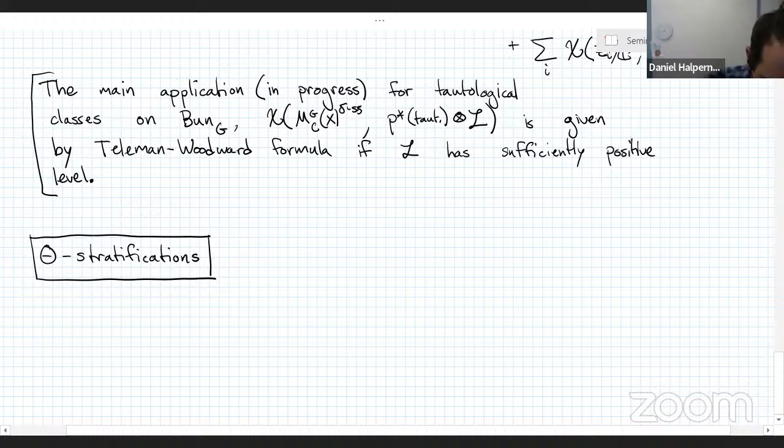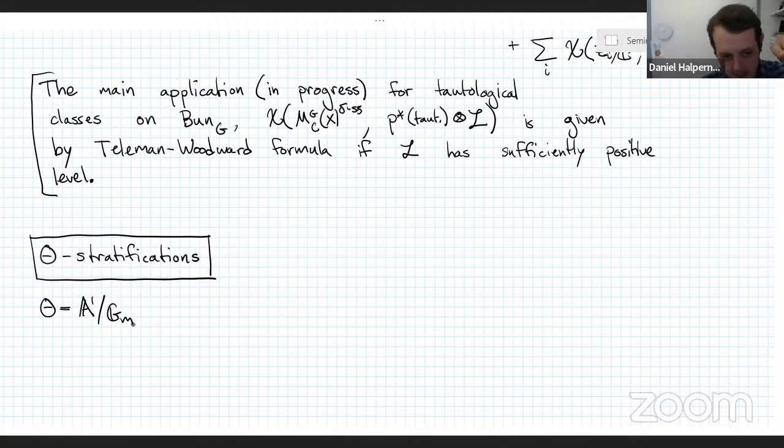It's called theta because the key object is this little stack that I like to call theta. Theta is A1 mod Gm. Pictorially, A1 mod Gm has a single point with a Gm fixed action in the center, and then another point, 1, that kind of spins around it. So that's why I call it theta. It kind of looks like theta.